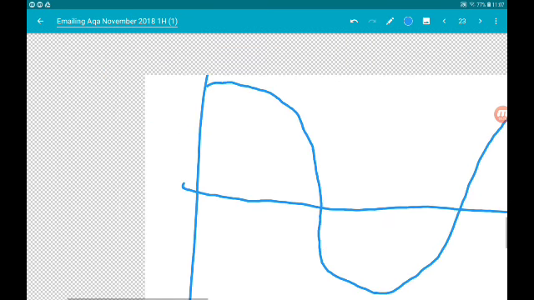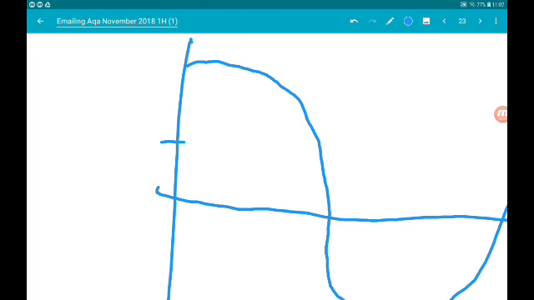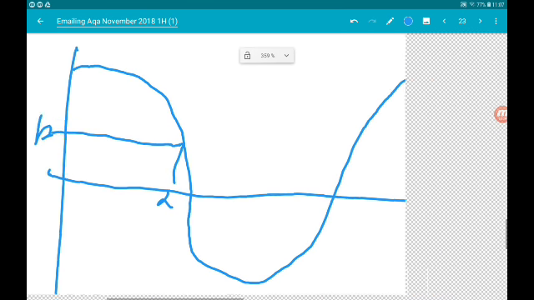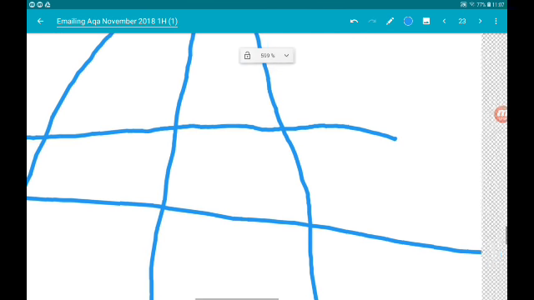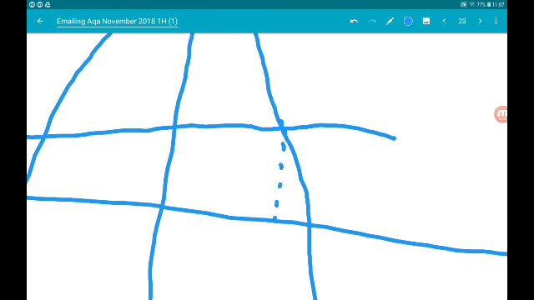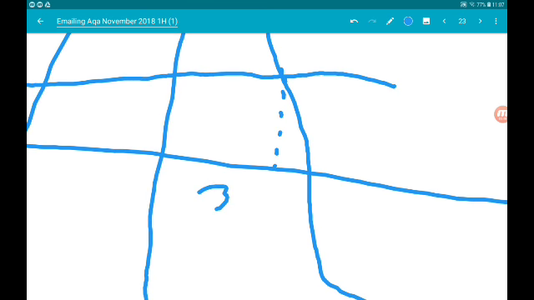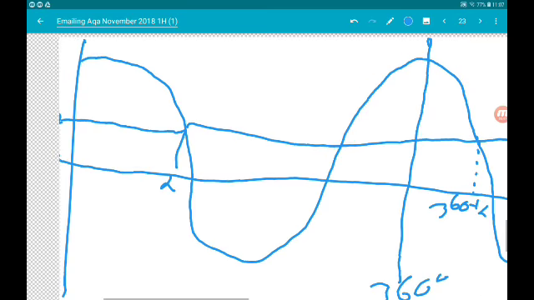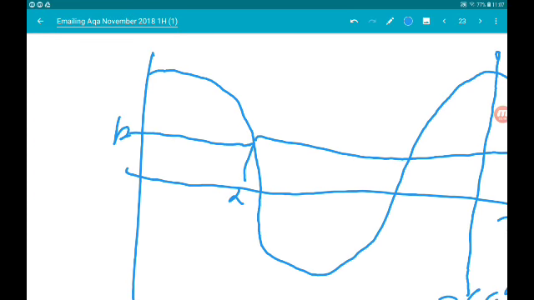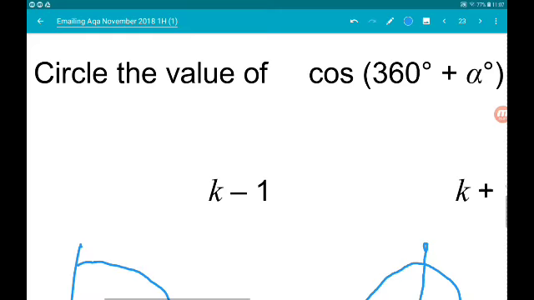Now if we know cos of alpha is here, 360 add alpha is just 360 degrees along. So this point would be 360 add alpha. More importantly though, the value of it is exactly the same as cos of alpha, so it's just k.